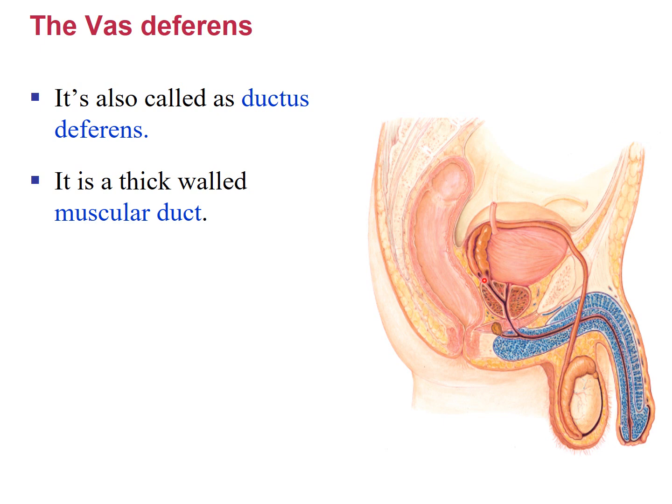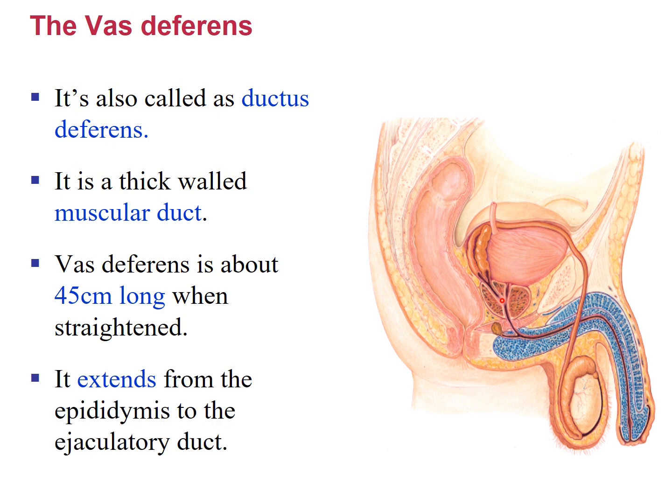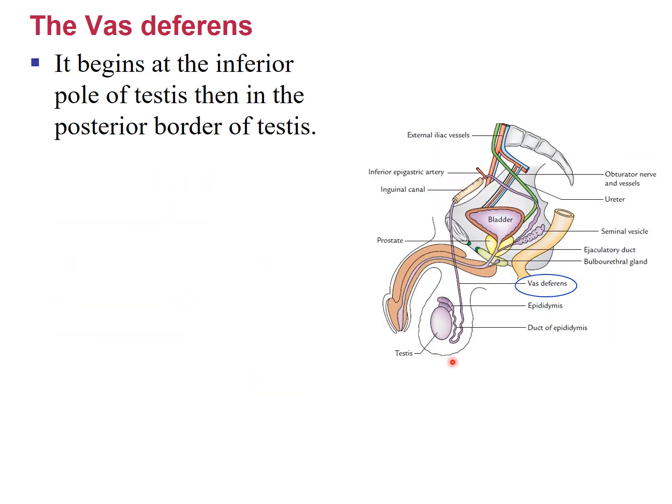This later, the ductus deferens joins with the duct of the seminal vesicles to form the ejaculatory duct. The length of this duct is about 45 centimeters. It extends from the epididymis to the ejaculatory duct. It begins at the inferior pole of the testis. It is a continuation of the tail of the epididymis.